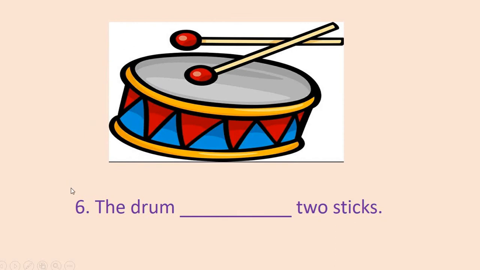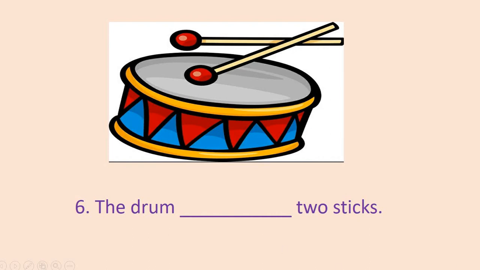See now number 6. There is a picture of a drum. Can you see the drum? This is called drum. Number 6. Yes, you must be having at your home a toy drum. Yes, many of them are playing with this. Okay? Number 6. The drum. See the spelling of drum. D-R-U-M. Drum. It is a thing. The drum is a thing.